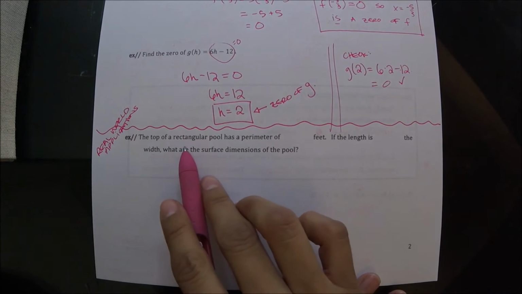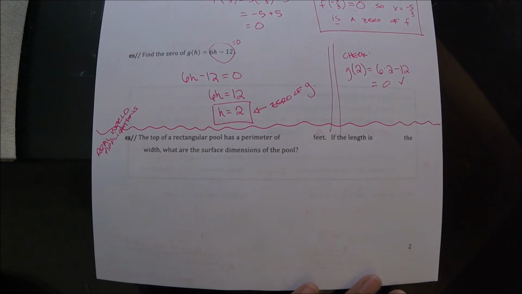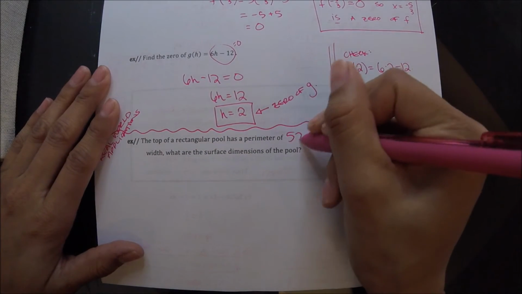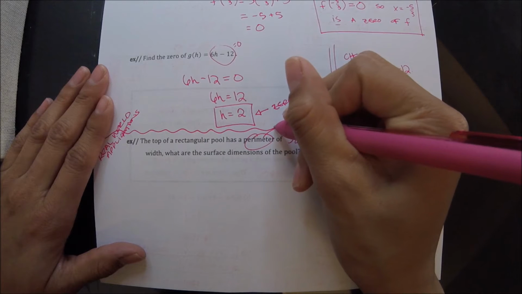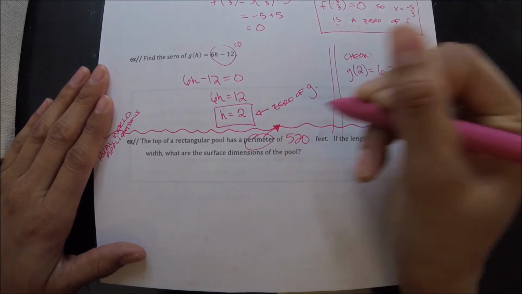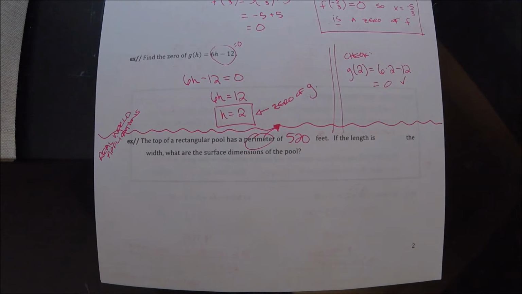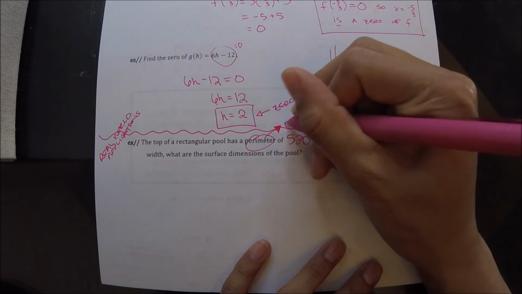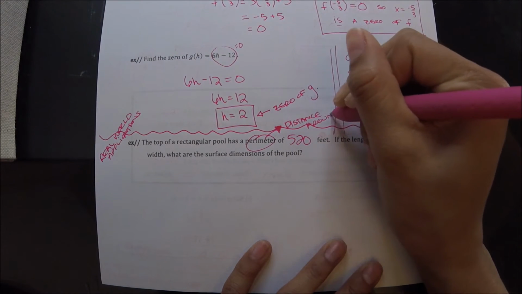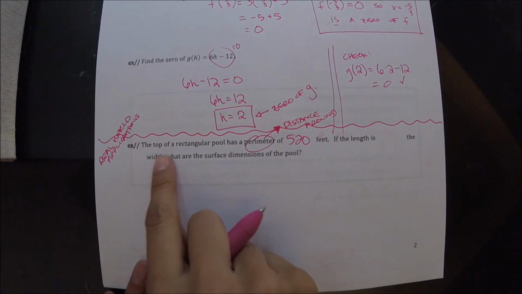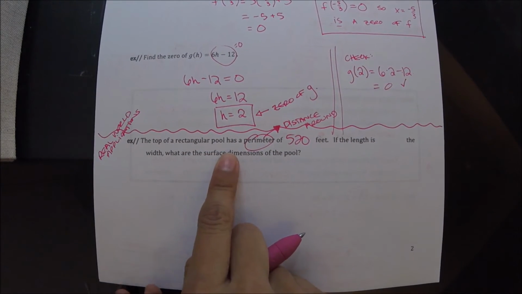Alright, so the top of a rectangular pool has a perimeter of 520 feet. Okay, perimeter, of course we have to know what that means in order to think about what this question is saying. So perimeter means the distance around something. And it's talking about a rectangular pool.